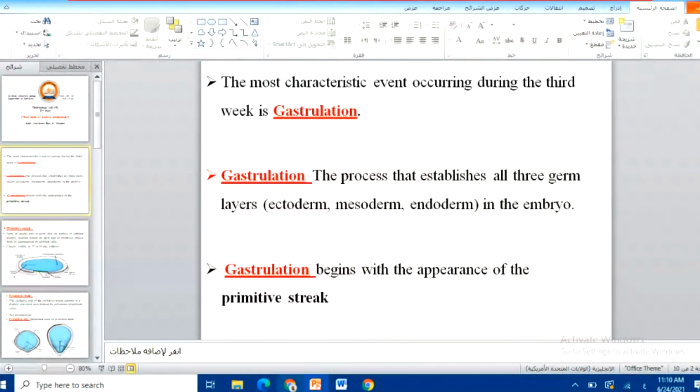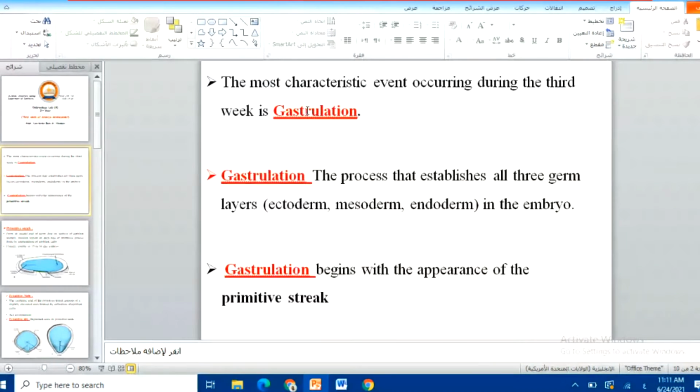So today we'll have lecture number 4, which is about the third week of embryonic development. The third week of embryonic development is an important week. As we said, the bilaminar germ disk will transform into the trilaminar germ disk. How? By a process we call gastrulation. When will this happen? It will happen in the third week of embryonic development.